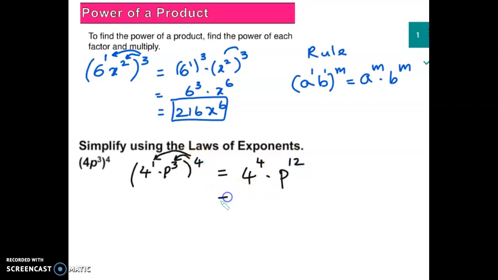So 4 to the fourth exponent is 4 times 4 times 4 times 4. I'm going to write it one more time for you guys, but we already know this one from the previous lessons. p to the 12. 4 times 4 is 16. 16 times 16 is 256. So the answer is 256 p to the 12th exponent.